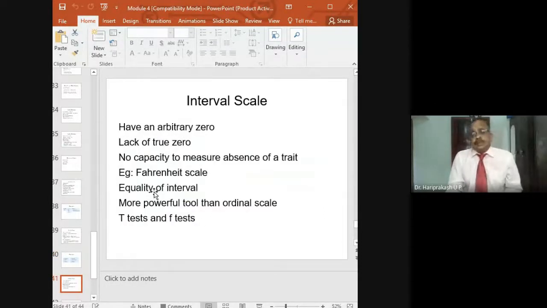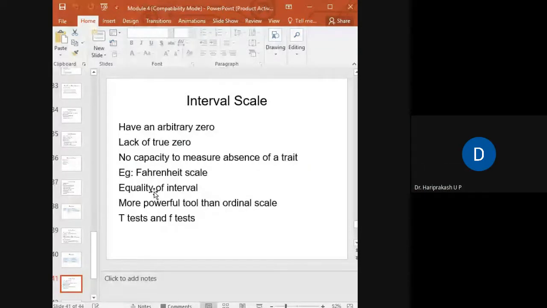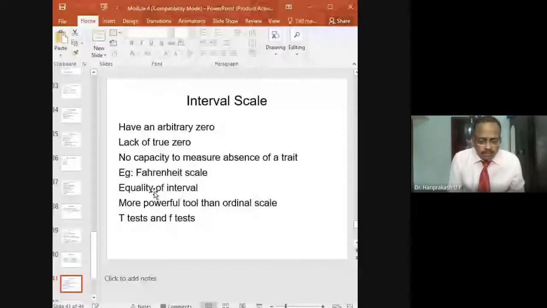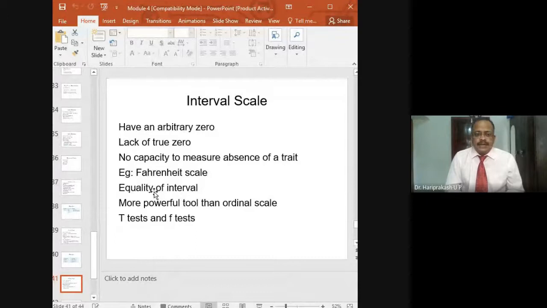Then the interval scale. So this is a better scale than the ordinal scale. Here it has an arbitrary zero. Arbitrary zero means lack of true zero. When we say zero, it normally means nothing, is it not? But here, when we say zero, it does not mean nothing.